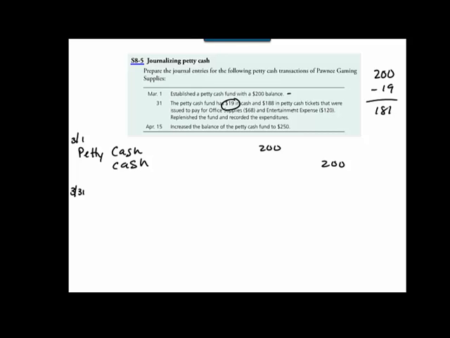So we have $188 in tickets, so I can see that's not going to match. I'm actually going to be over on this one. But here's what they were used to pay for. So I'm going to debit office supplies for $68. That takes care of that one. I'm going to debit entertainment expense for $120, and then I know my credit to cash is going to have to be this $181 right here.